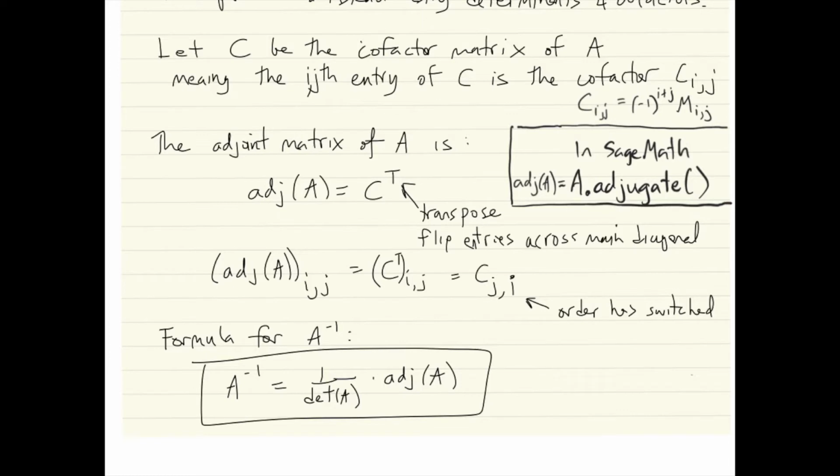And then finally, here's the formula for A inverse. You take your adjoint matrix of A that we just found and divide every entry by the determinant. Or another way of saying it, take this scalar 1 over the determinant and do scalar multiplication of a scalar times a matrix. This is all very abstract, so let's do an example on the next page.